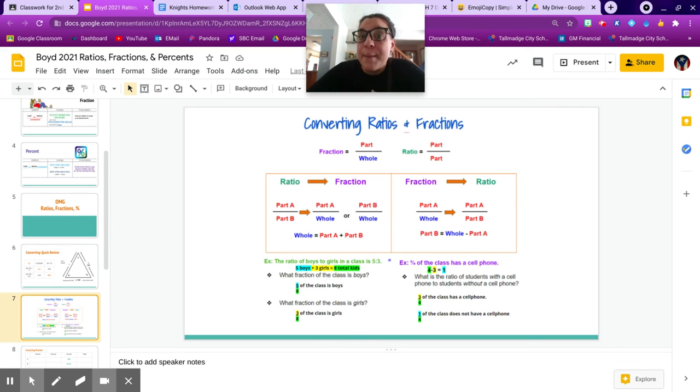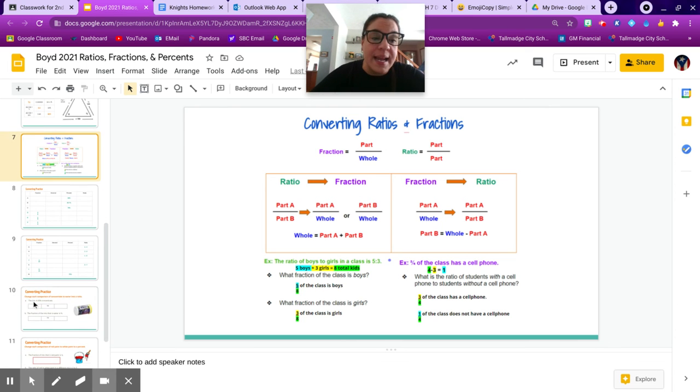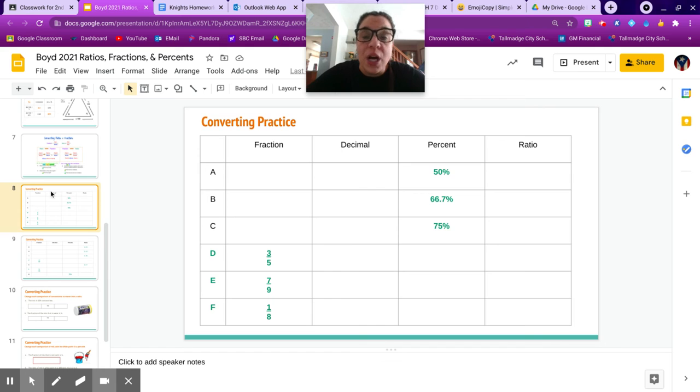So there might be more kids in the class, but for every 3 kids that have a cell phone, there's 1 kid who doesn't. I hope that makes sense, and that's what you're going to be practicing today on the other slides. You're going to start on slides 8 and 9 by filling in the missing information.